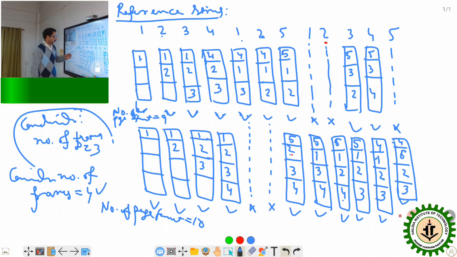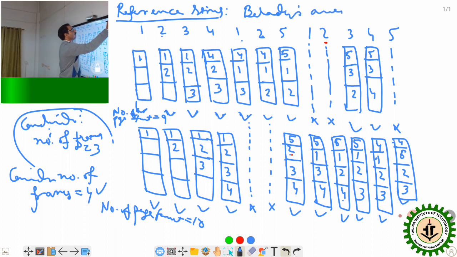What we expect is that if we increase the number of frames, that is, if we allocate more memory, then the page faults decrease. Instead, if we consider the number of frames equal to 3, then the number of page faults equals 9. And if we consider the number of frames equal to 4, then the number of page faults is 10. So it increases. This phenomenon is known as Belady's anomaly.